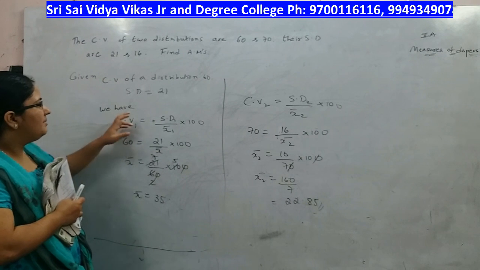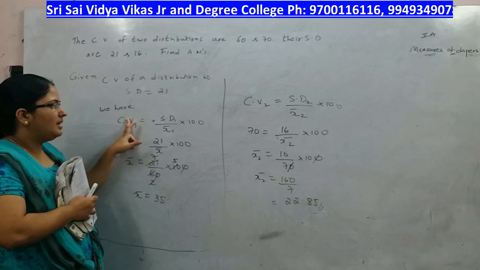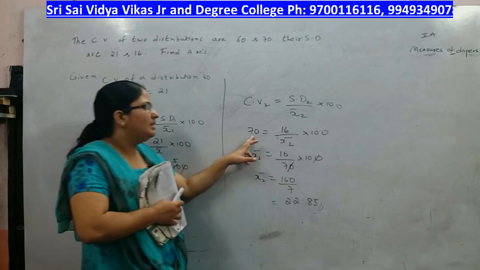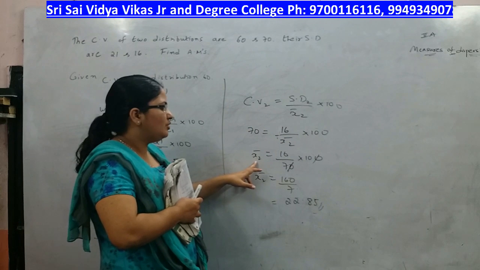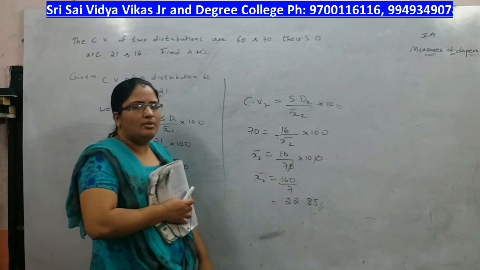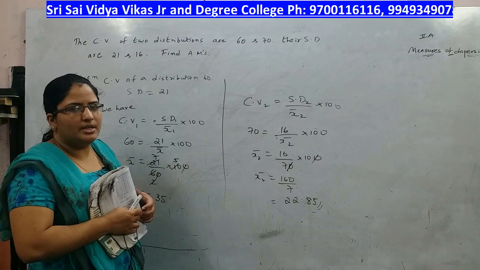What we have done here: we have simply substituted the CV value and SD value here, and we have found out x1 bar. Here also we have substituted the CV and SD values, and we have found out x2 bar. So this is how you find x1 bar and x2 bar for a given distribution.